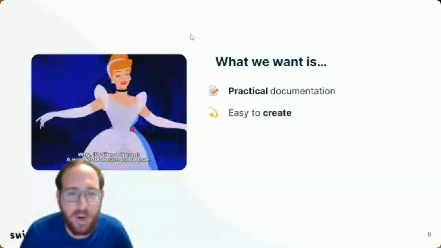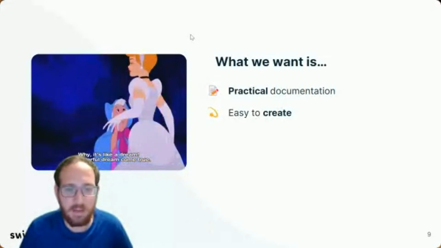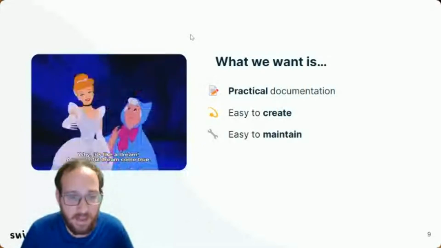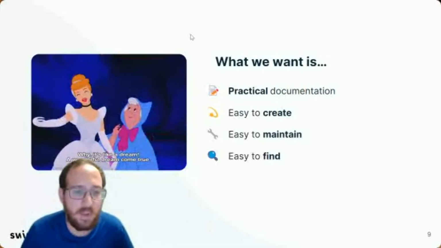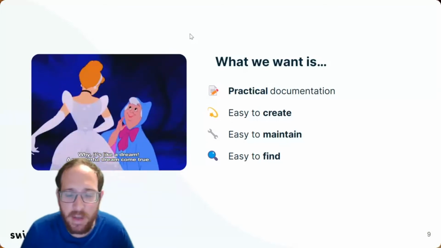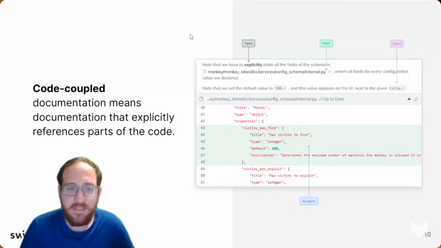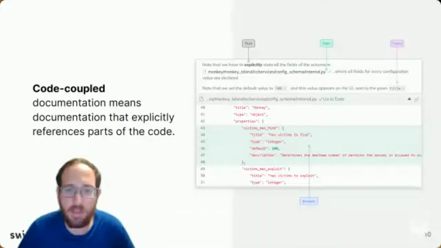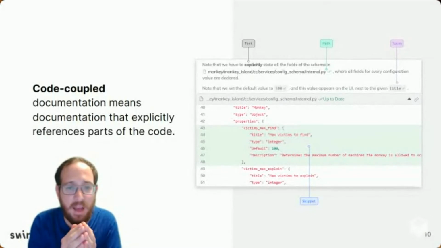So we need practical documentation that is easy to create, easy to maintain, that is, keep up to date, and also easy to find when and where you need it. That's the goal. The very first block that we need to establish for that is to make documentation code coupled. And by code coupled, I mean a document that has text.